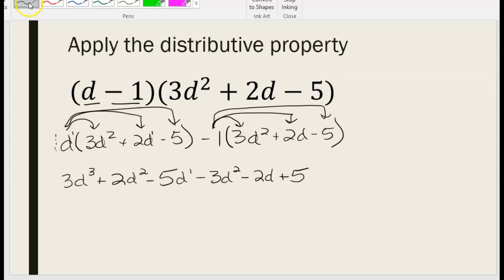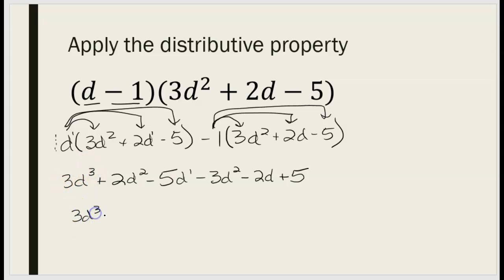Okay, so now we have to go back and combine our like terms. I don't see any other d to the third powers, right? So we're just going to have to keep that as its own term, 3d to the third power. Now, I have a 2d to the second power and a negative 3d to the second power.